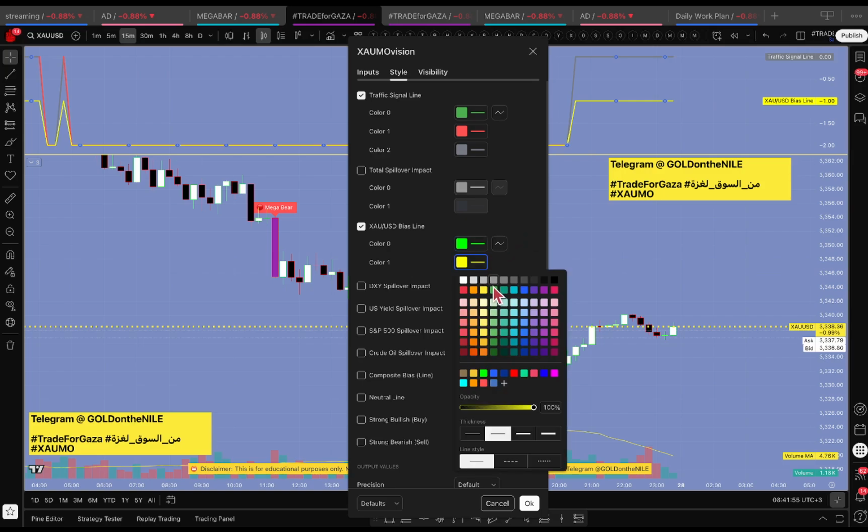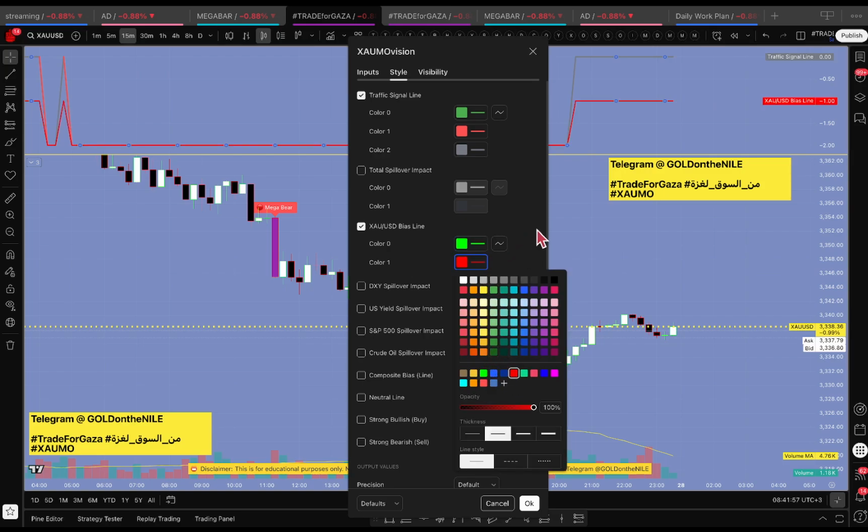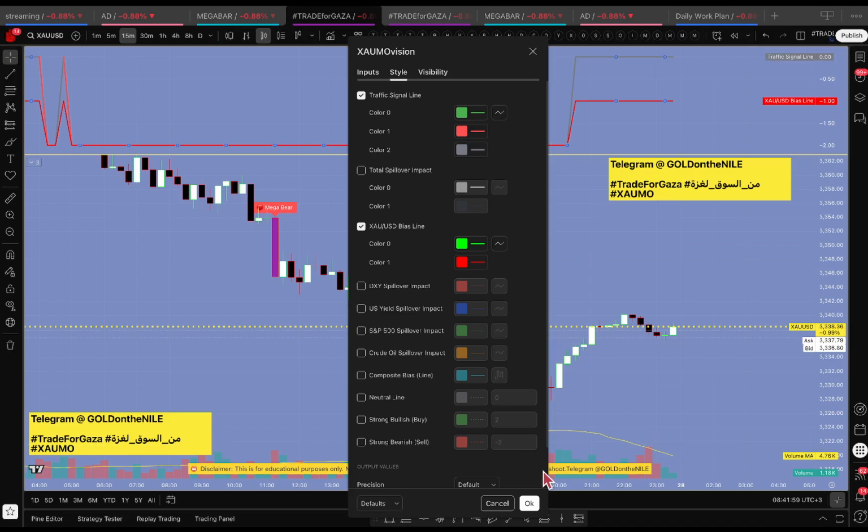Okay, and let's make this red. All right, guys. Here you have the traffic light. Green means you go for gold, you go buy long. Red is going short. And gray is no trade zone.